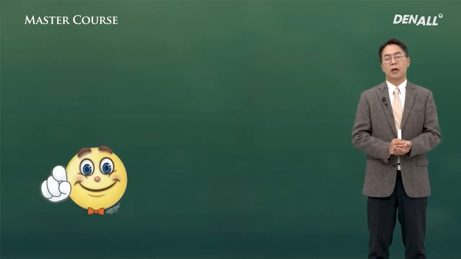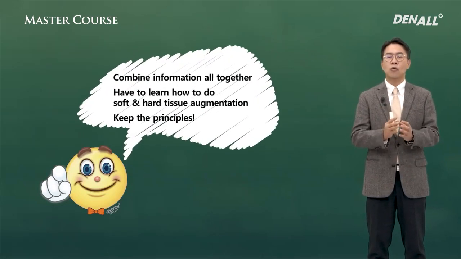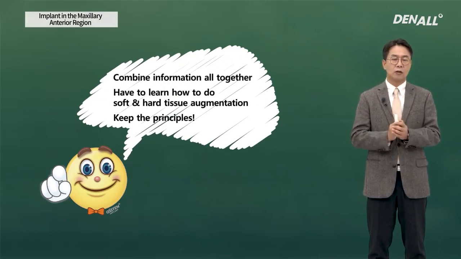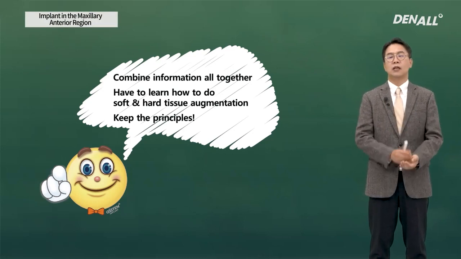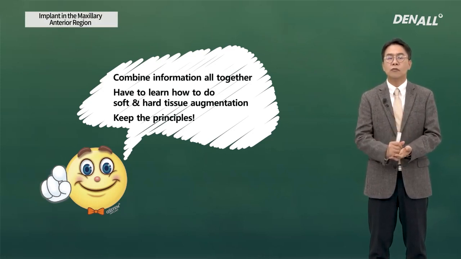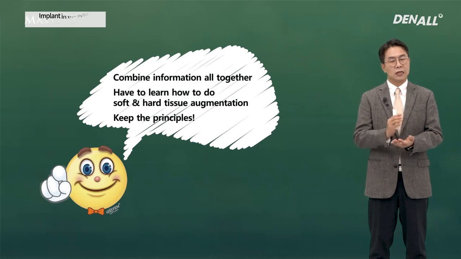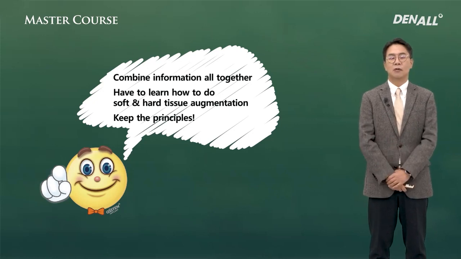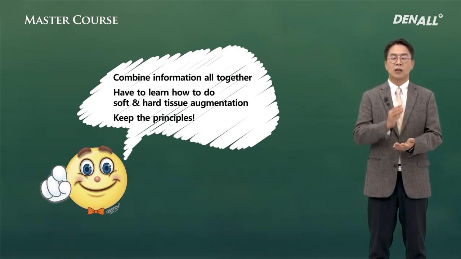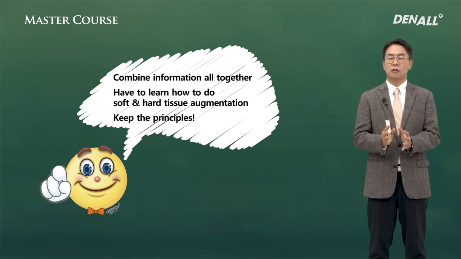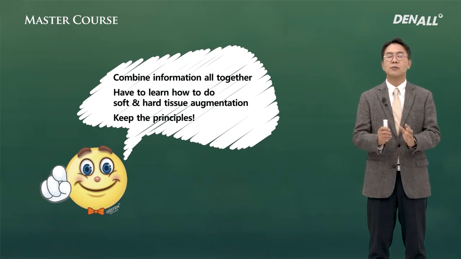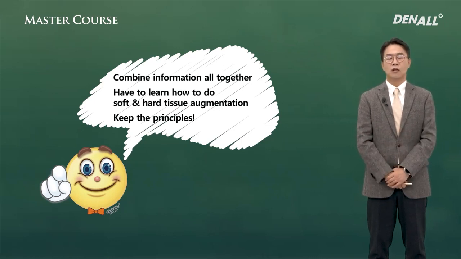What is important is that rather than going into the surgery immediately, you need to obtain information from a patient as much as possible, and all such information should be combined together to come up with a treatment plan. Based on that, you need to decide whether soft tissue or hard tissue augmentation will be made before surgery, and most importantly, these steps need to be established as principles which should be adhered to. That is very important to obtain a very good aesthetic outcome. That's a tip.